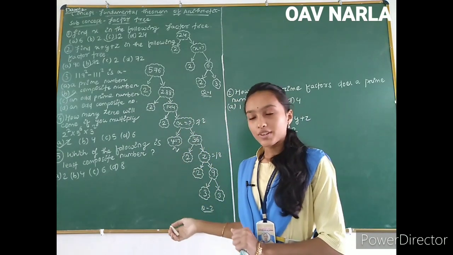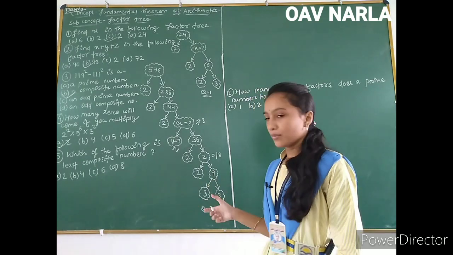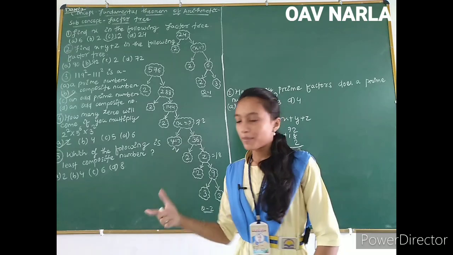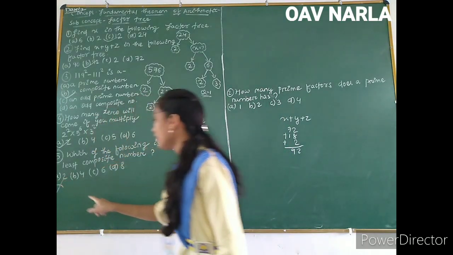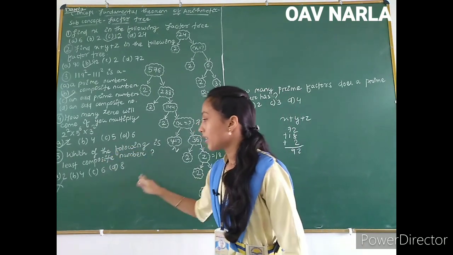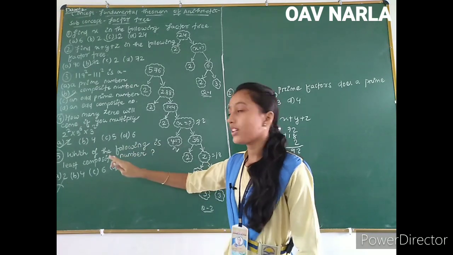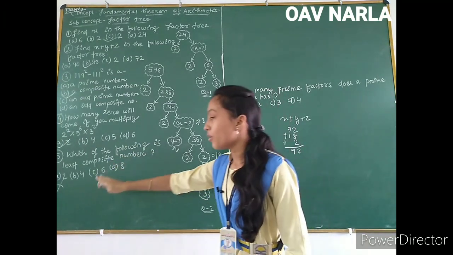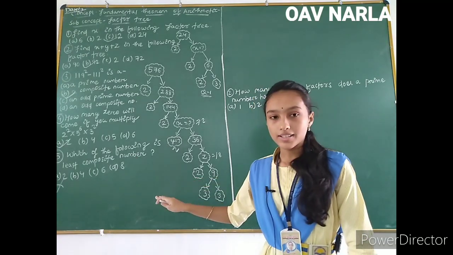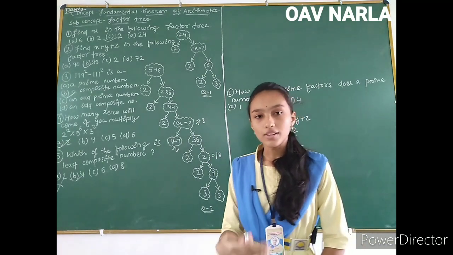Let's proceed to the last question, which says, which of the following is the least composite number? 2 is not a composite number, so let's send 2 abroad. Here we have 4, 6 and 8 as our given options, and you have to find the least composite number. That means 4 is a composite number and the smallest among all 3. That means 4 is the correct option, and 4 is also the smallest composite number.